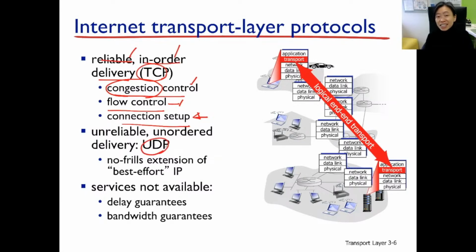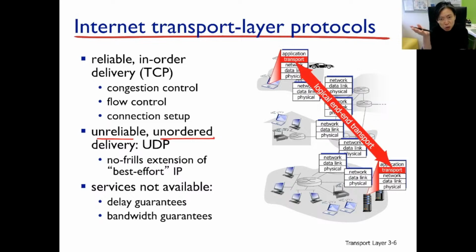UDP, on the other hand, is the complete opposite. It's not reliable. It does not guarantee in-order delivery. So UDP is essentially nothing versus TCP does a lot. So essentially at the transport layer, you have the two extremes of the services. It's on top of the network layer, which is called the IP protocol, and it's best effort, meaning do nothing. All right, so no real extension of IP.